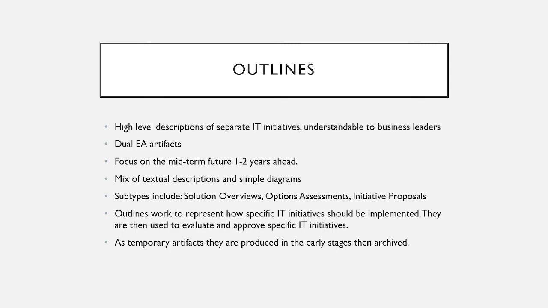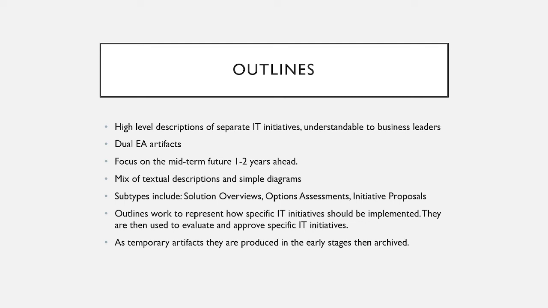Outlines, high-level descriptions of separate IT initiatives understandable to business leaders. These are dual EA artifacts, and they focus on the midterm future, 1 to 2 years ahead. They're sort of a mix of textual descriptions, simple diagrams, and in this case, subtypes include solution overviews, options assessments, and initiative proposals. Now, those should sound pretty self-explanatory, but we'll go over solution overviews, being high-level descriptions of specific proposed IT solutions, and then initiative proposals being pretty much the beginning of that, a very early idea-level description of proposed IT initiatives and their justifications.